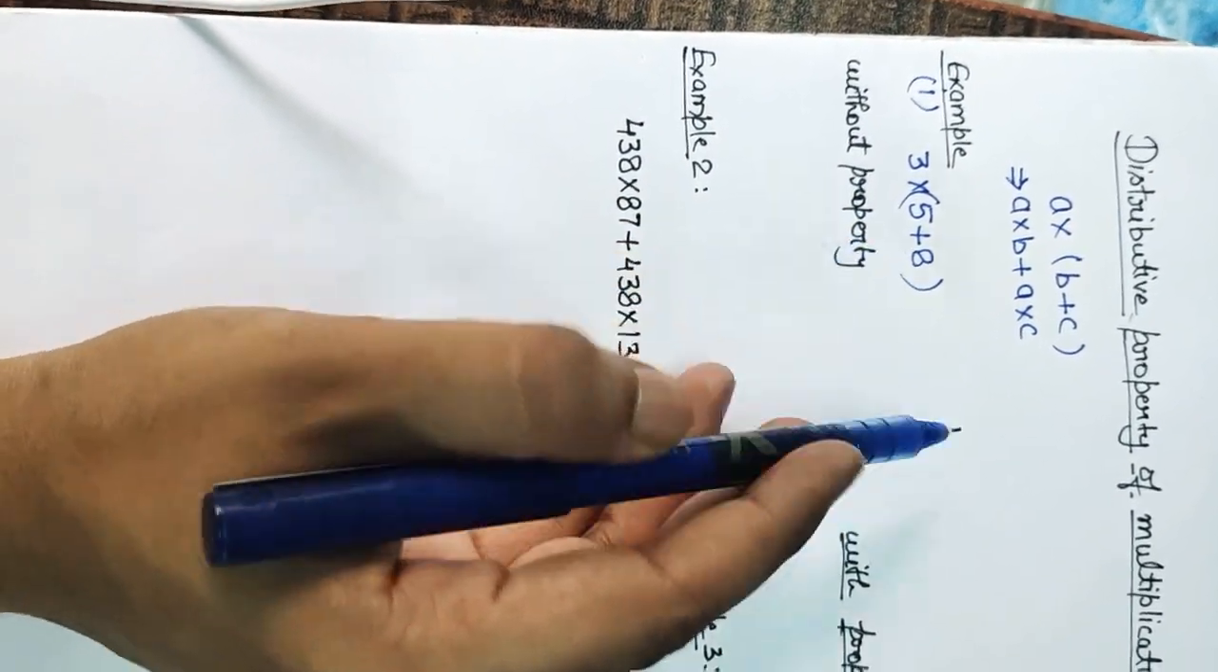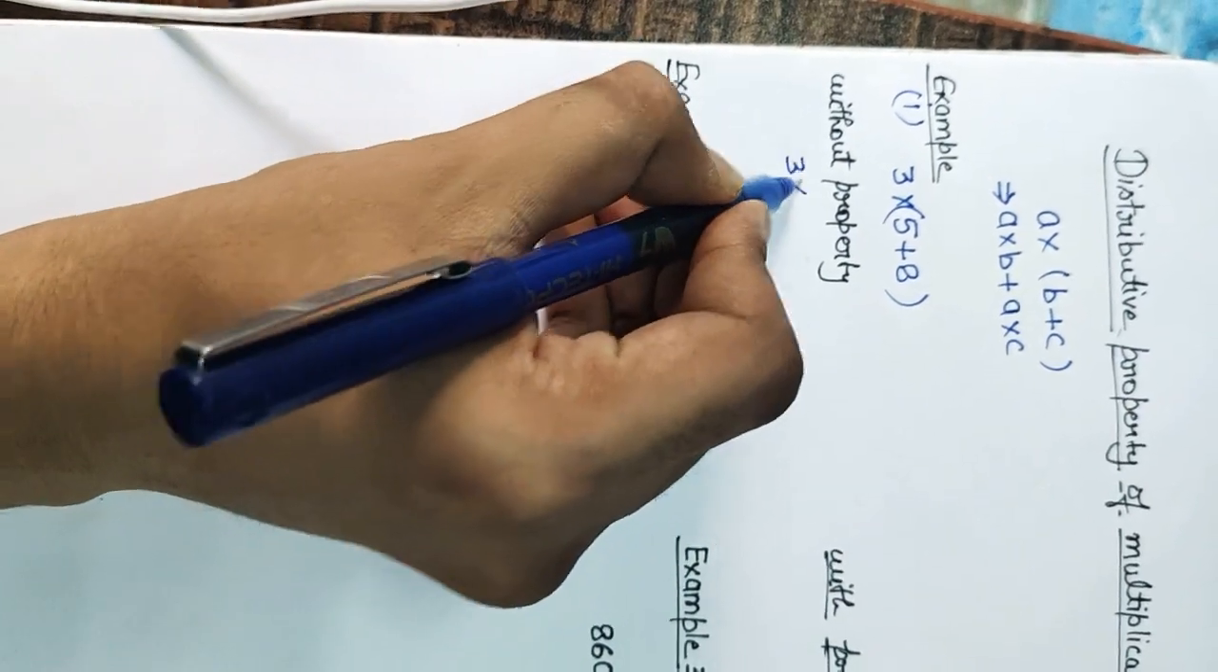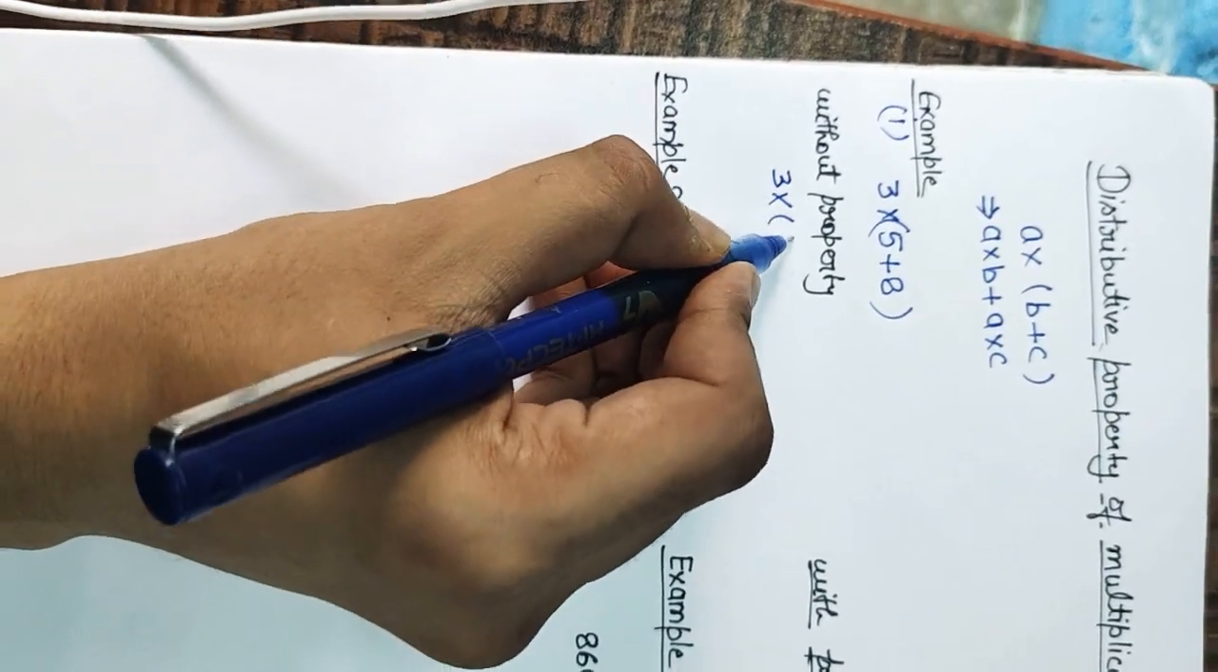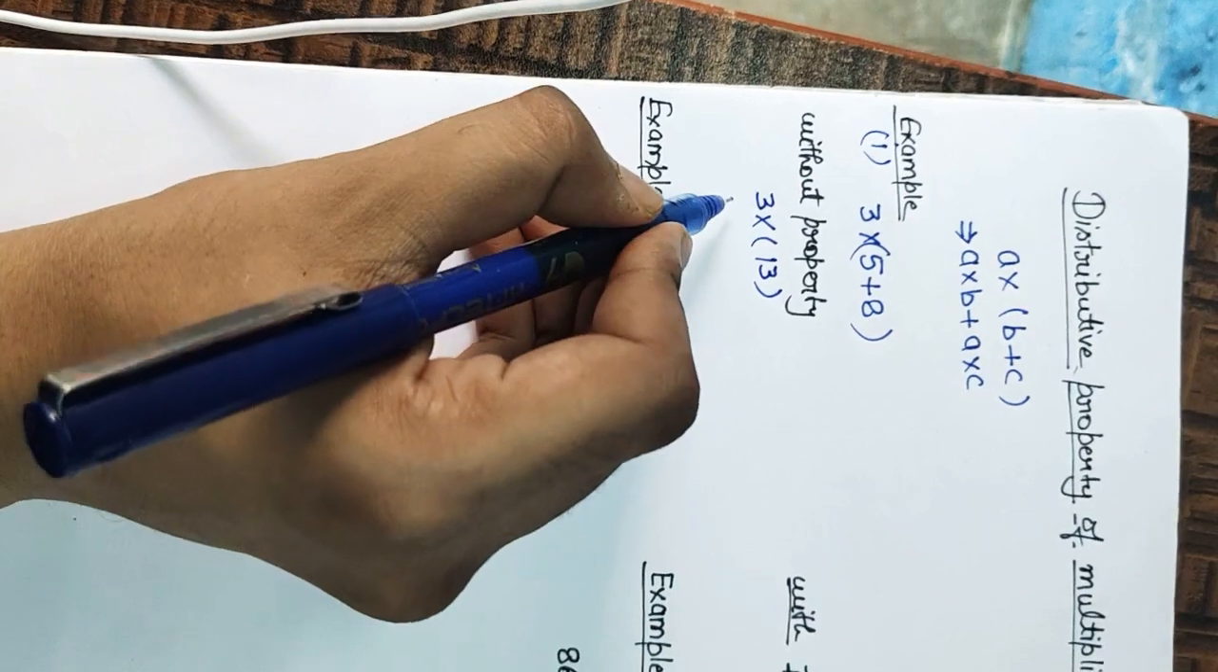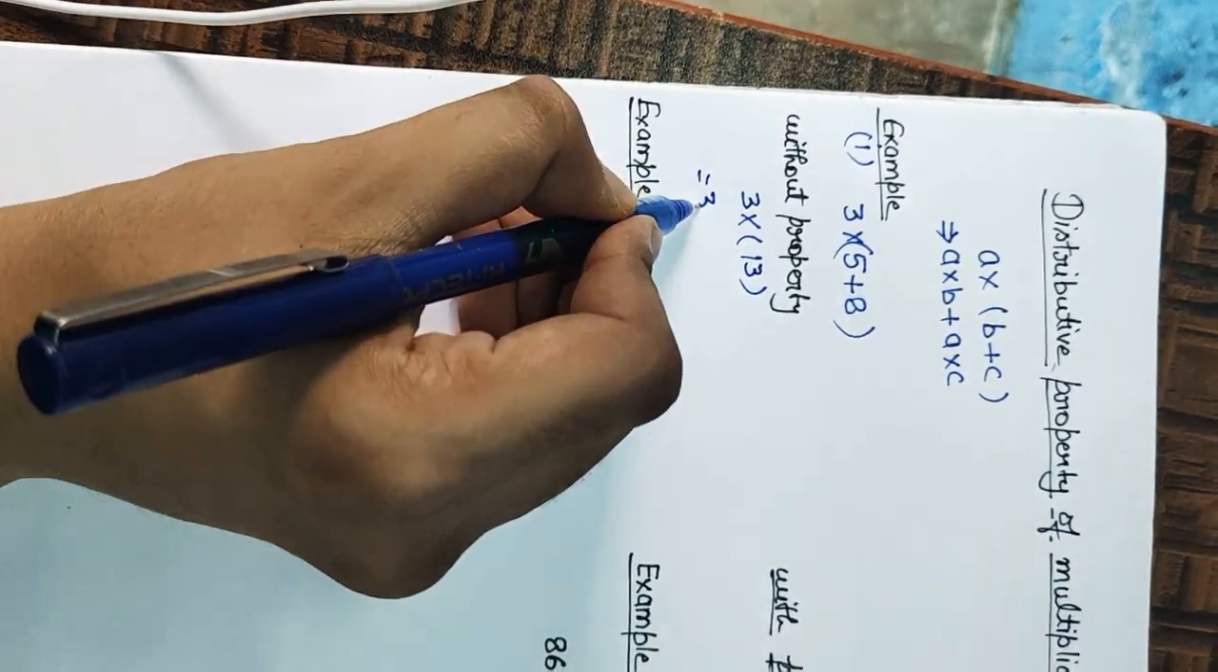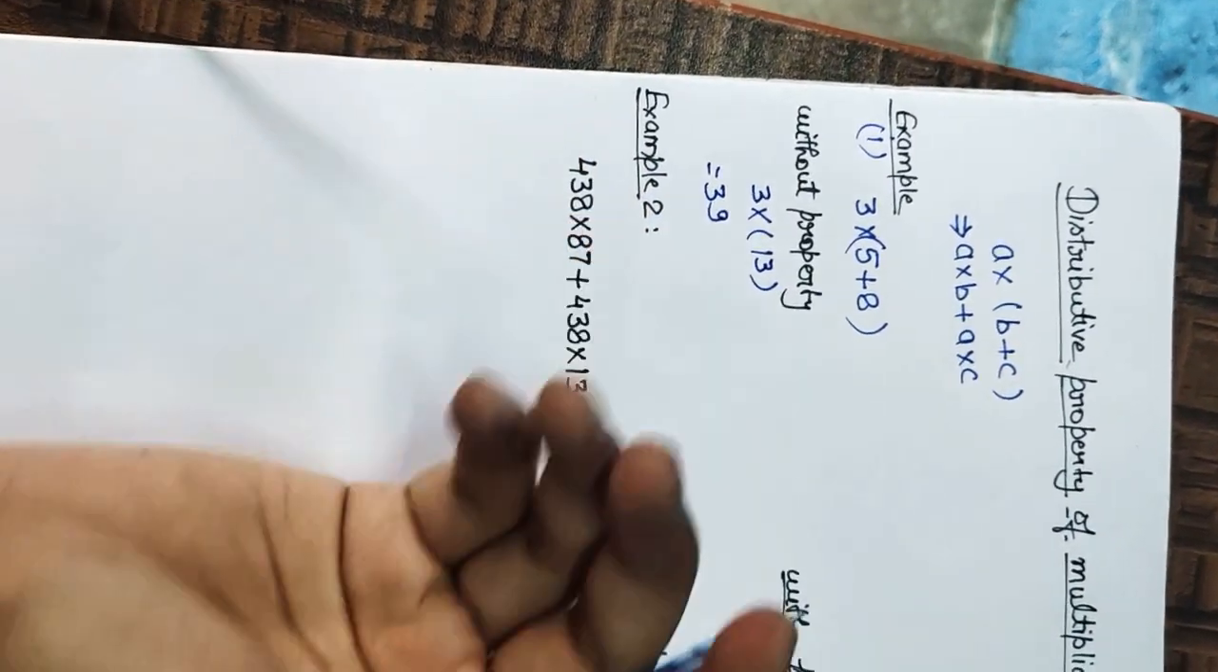We would solve the bracket first, so inside the bracket we have 8 and 5, which is 13. Then 13 into 3 gives us 39. This is a simple question without using the property.